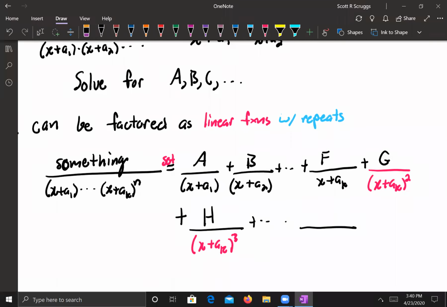Let's say I kept going until I do x plus a_k, until I reach whatever power that I have. And then my scenario will still be the same: I'm going to try to solve for all of those constants that are appearing.